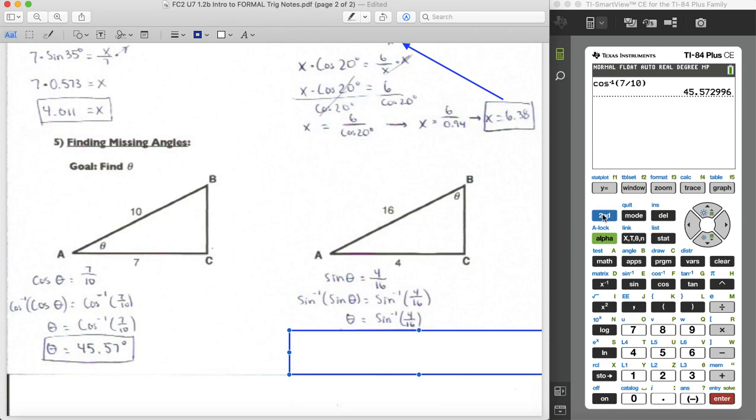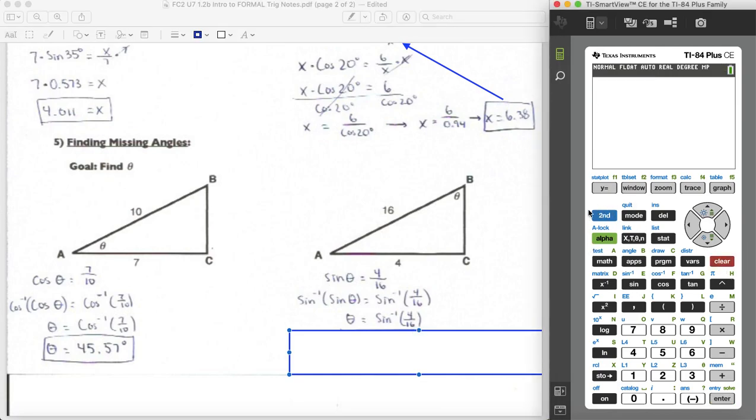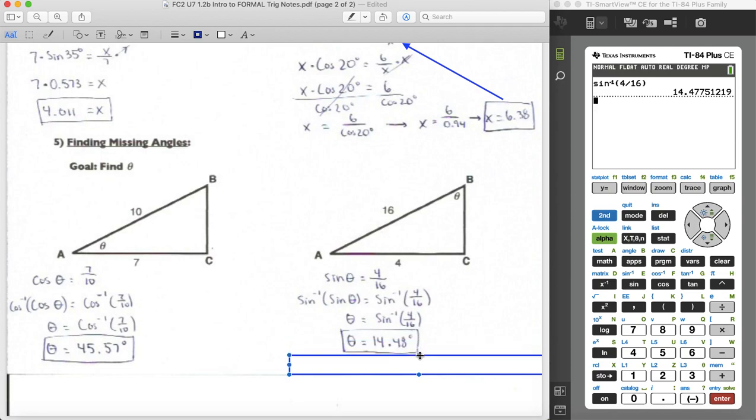Let's compute that value. Inverse sine, the sine to the -1, of 4 divided by 16. And that equals 14.48. I'll round it to 14.48 degrees. And that is our angle.